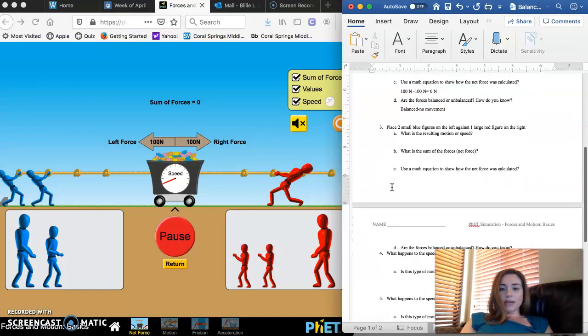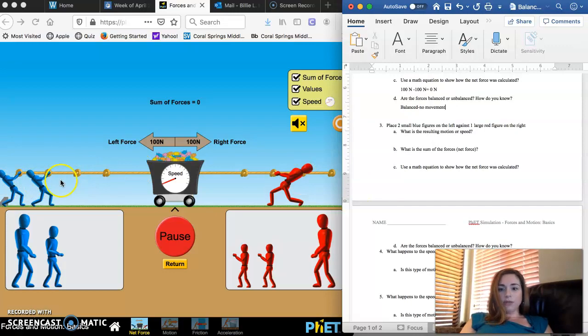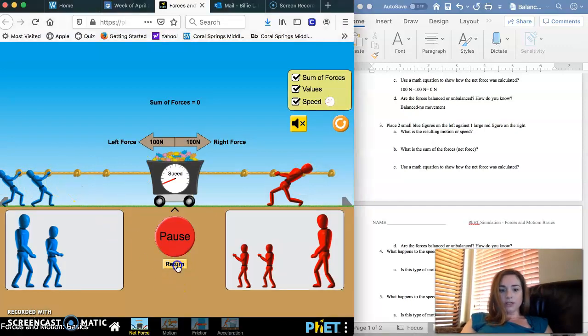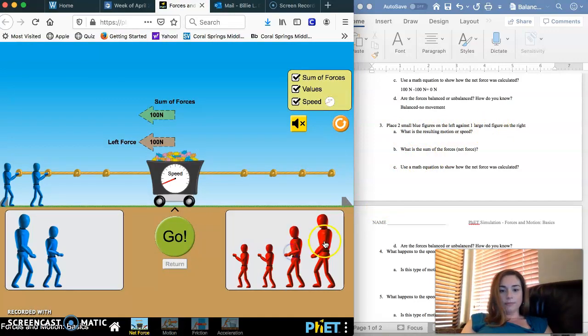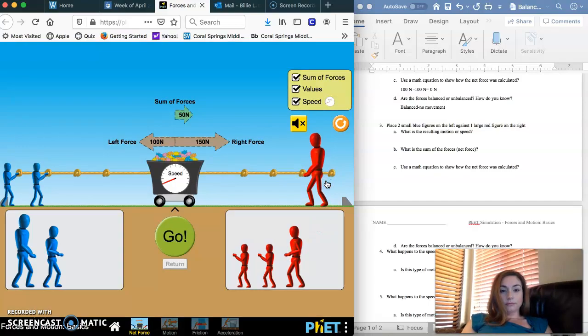All right, so step 3, place 2 small blue figures on the left. Let's return it so it goes back to the normal. To the left against 1 large red. Okay. Do you want to predict what's going to happen? Think about what you know. Have you made your prediction? Let's test it out and see if you were right.